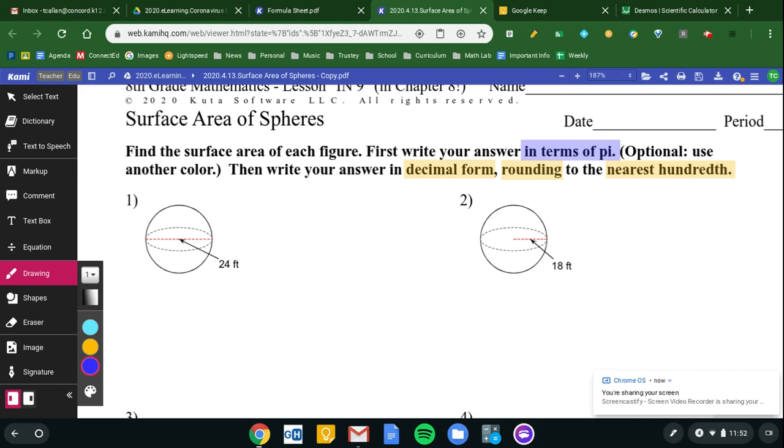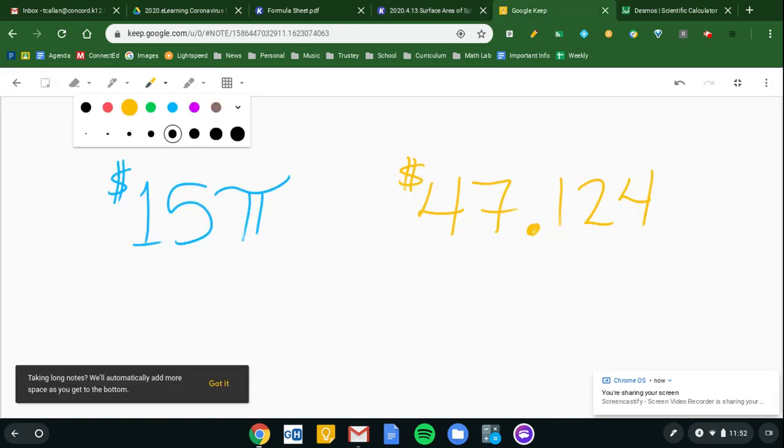So I want to pause for a second and ask you, which would you rather have, 15 times pi dollars or $47.12 and then 4 thousandths, a part of a penny? I want you to pause if you want, think about it.